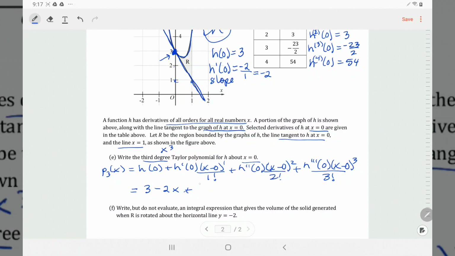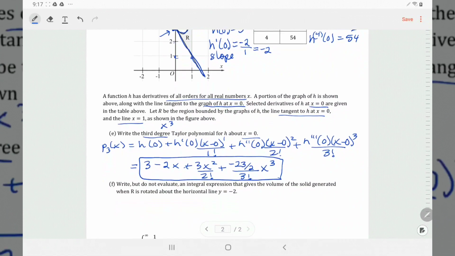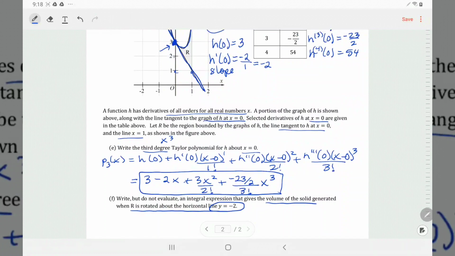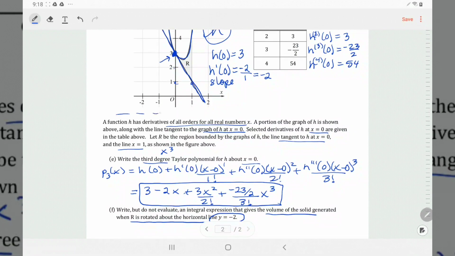Write but do not evaluate an integral expression that gives the volume of the solid when r is rotated around the line y equals negative 2. Okay, y equals negative 2 is down here, negative 2. And I want this region, I'll make a little, I think I'll use verticals. And on the BC test and on the AB test, supposedly there's only disk method. So you don't even have to know shell method. But if it helps you, then you can use that. Okay, so that's going to be the washer method, disk washer method. So that's pi big R squared minus little r squared dx.